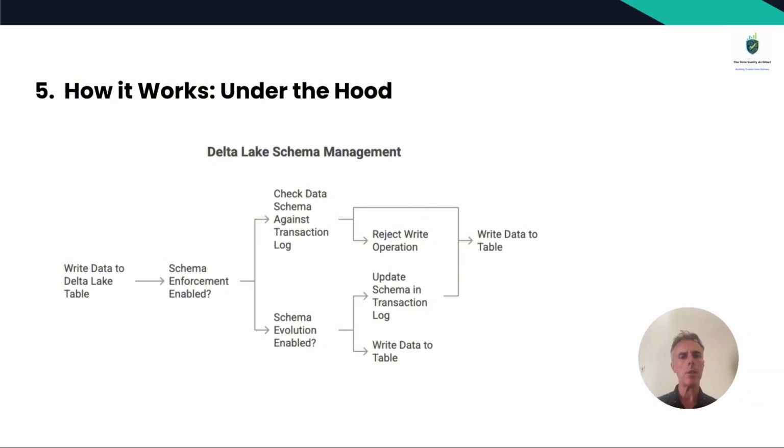The transaction log ensures that all schema changes are atomic and durable. See the ACID transactions video in the link above regarding atomic and durable. This means that the schema changes are either fully applied, so that's the atomic part, or not, even in the event of a system failure.